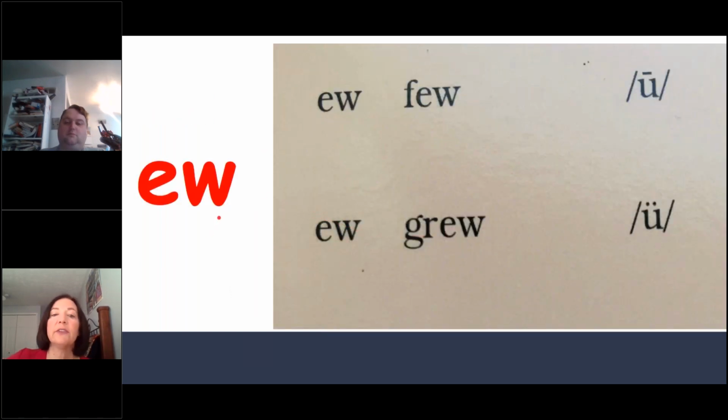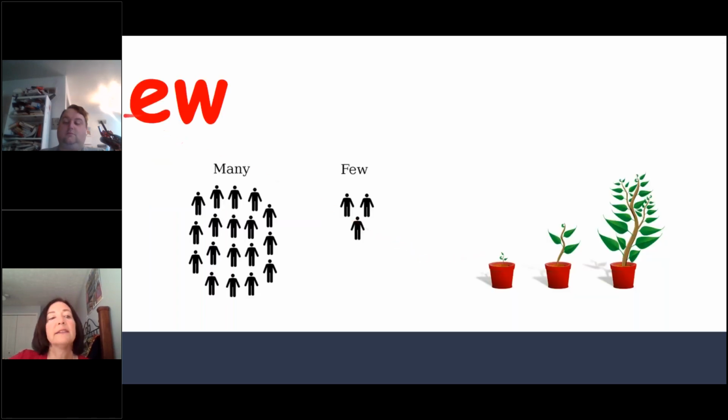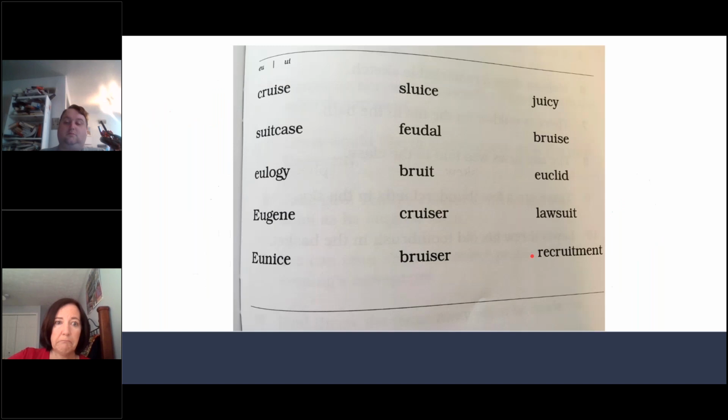EW also says you and ooh. Typically, when you hear that sound at the end of the word, it's spelled EW. When you hear it at the beginning or middle of a word, it's going to be spelled EU. Again, that's a generalization and doesn't always hold true. Sound card says EW few you, EW grew ooh. Brain is thinking EW few you, EW grew ooh.